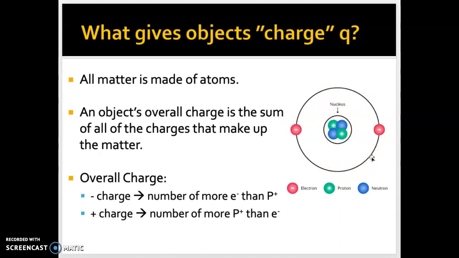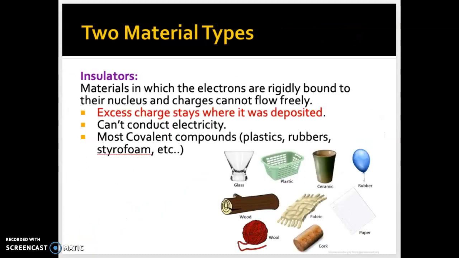So we're talking about the extra charge, like we did in the Coulomb's law balloon lab. We're talking about excess charge, either extra negatives or a lack of negative electrons. The protons don't move. So there are two basic types of electrostatic materials. Either they're insulating or they're conducting. Insulators are pretty much everything that's not metal or water. So glass, plastic, ceramic, rubber, wood, fabric, wool, cork, paper, they're all insulators because wherever you put extra charge on an insulator, it just stays where you put it.